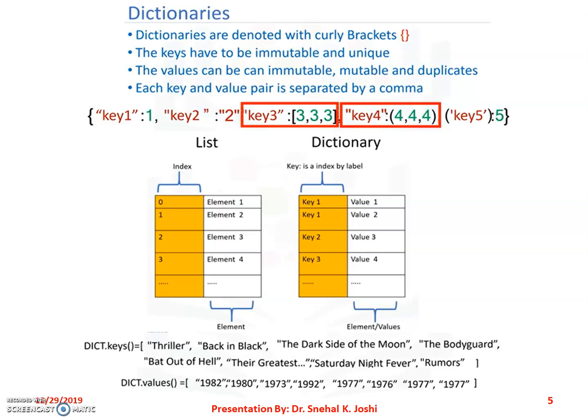Assume we have a dictionary named DICT, containing keys as names of movies and values as years of release. Then we can access all keys as shown here using dict.keys, and values can be accessed using dict.values.